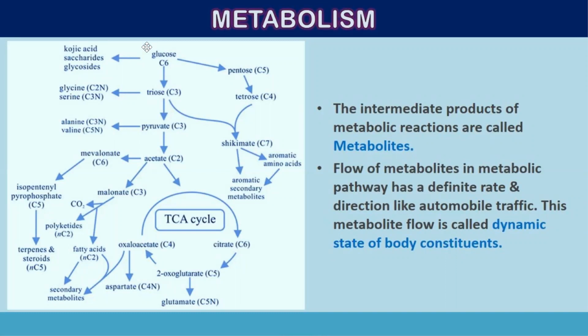The intermediate products of metabolic reactions are called metabolites. On your screen there is a chain of reactions. For example, pyruvate, acetate, malonate, oxaloacetate, these are all known as metabolites, the intermediate products of metabolic reactions. The flow of metabolites in a metabolic pathway has a definite rate and direction, like automobile traffic. This metabolite flow is called the dynamic state of body constituents. So each and every metabolite has its own direction and its own definite rate to function properly.